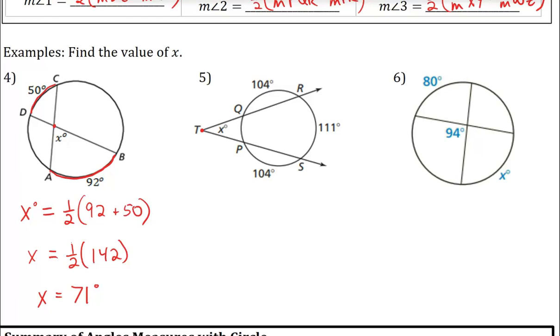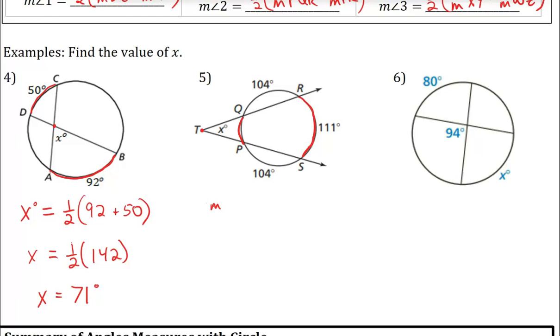Okay, so here, x is an angle, and the vertex is on the outside of the circle, so now I'm using that the angle is half the difference of the two arcs. Okay, so let's make sure I know the arcs first. I know that this one is 111. This one right here is not known, but I do know that all of them together are going to be 360. So let's go ahead and find the measure of arc QP first.